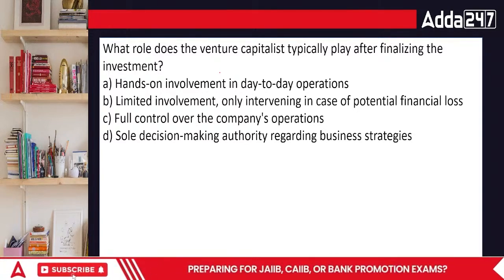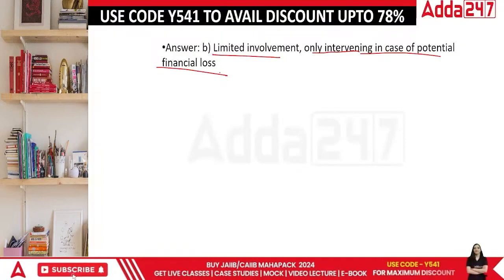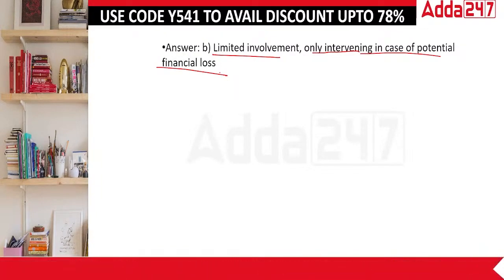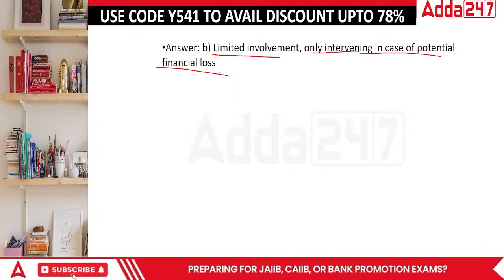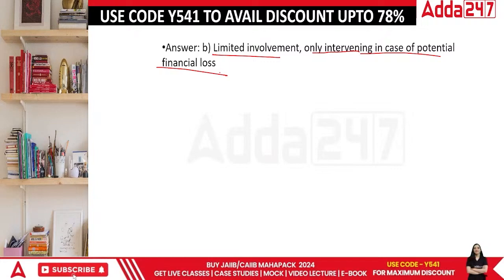Done, everyone? So in this case, the correct answer is limited involvement, only intervening in case of financial loss. When there's a loss, I will come up or you can come up to me. Depending upon that particular situation, they act. Okay?